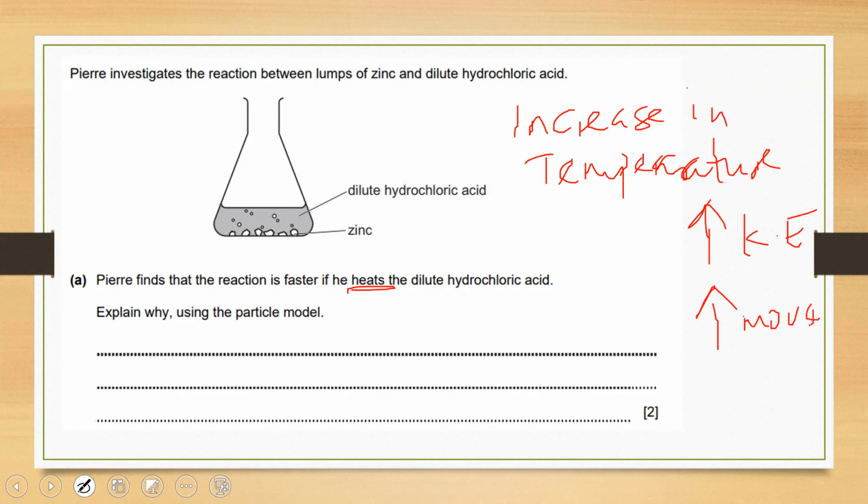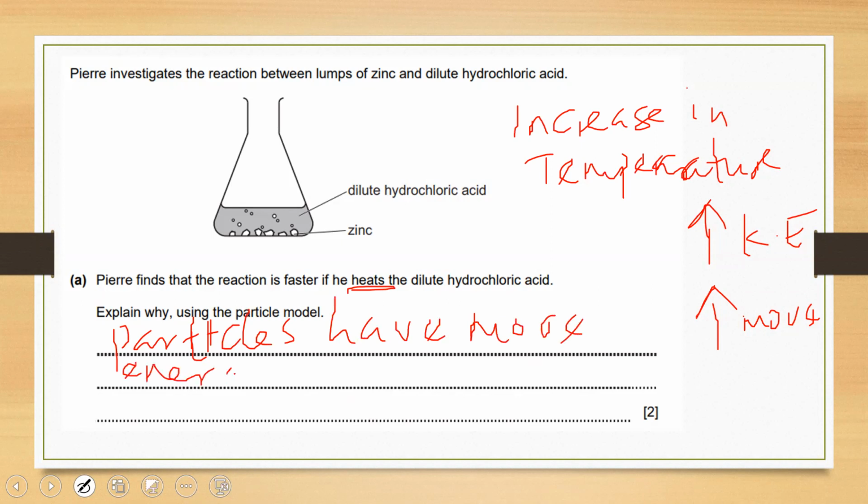If I'm going to use the particle model to explain this, I can pick it from there: particles will have more energy, or more kinetic energy than before. If they have more energy, then what happens? They will move faster, because kinetic energy increases when you increase temperature. So particles have more energy, then they will move what? Faster. They will move faster.